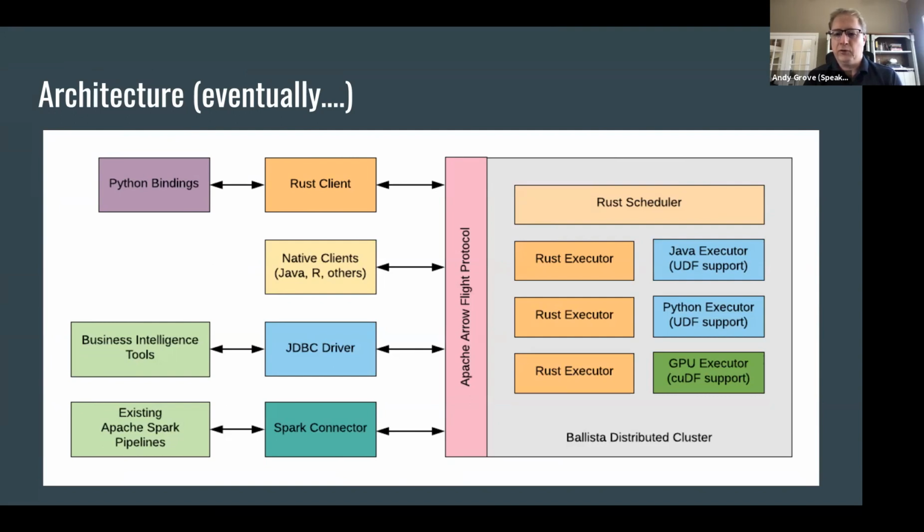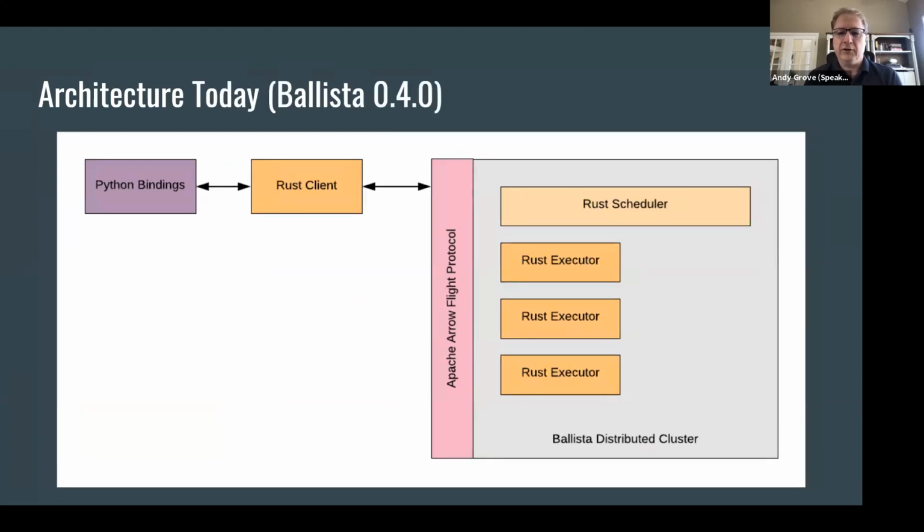You want to be able to call that from the Rust executors. And then on the client side, we do have a Rust client and Python bindings today. But the idea is that we should be able to build JDBC drivers and Spark connectors so that Ballista can live alongside other frameworks. So this is the reality today. We have the Rust scheduler and executor, we have a Rust client, and we have Python bindings which map to the Rust client. So you can build data frames in Python or Rust and execute them.